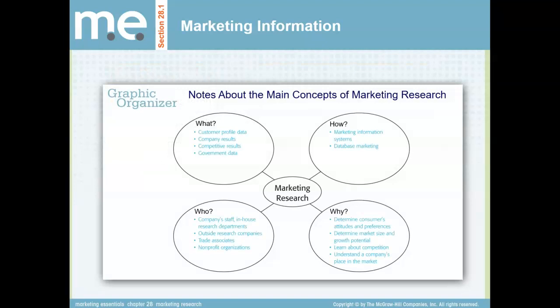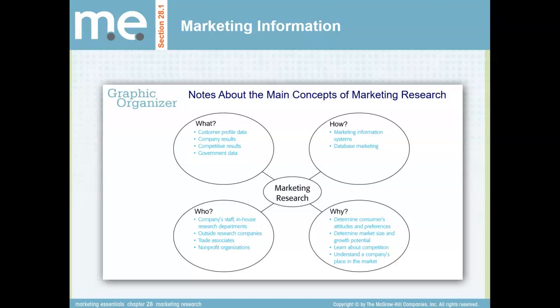Notes about the main concepts of marketing research. Here is what, who, why, and how, right? This is all about marketing research and why we do it. What is it? Well, it is literally the data, the profiling data, results of a survey, potentially competitive results, what our competitors are doing, and then government data. And when we say government data, a lot of times we're talking about economic data or even census data that is provided by the government.